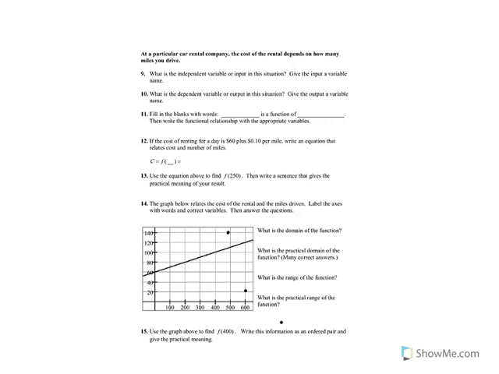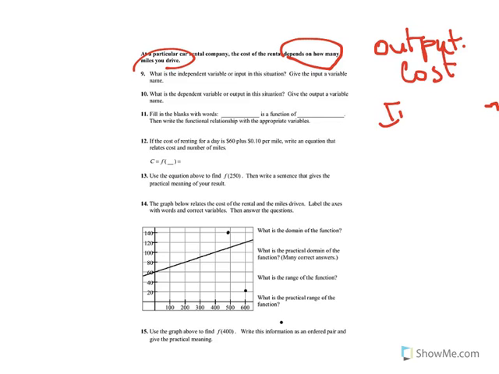Okay, so let's go to the third page of this activity, and now we have an example where we have a rental company, and in this particular rental company, the cost of the rental depends on how many miles you drive. Okay, so we have an output. The output in this particular example seems to be the cost, right? Is cost, and the input, of course, is the number of miles.